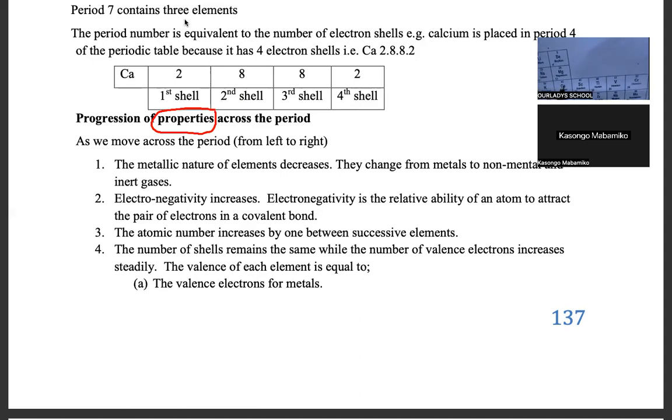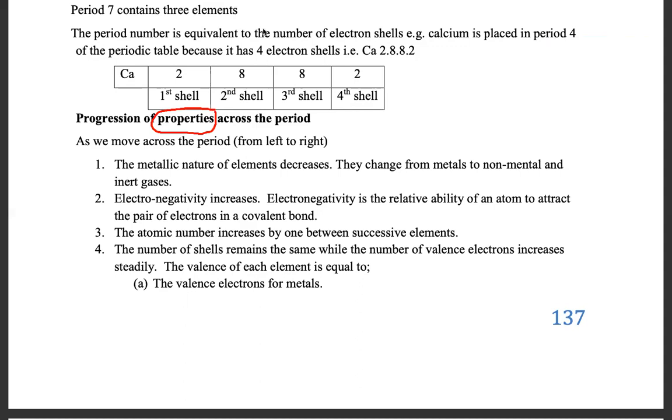The same elements, these ones here, potassium, calcium, scandium, vanadium, chromium, manganese, iron, cobalt, copper, all the way up to here. What are some of the properties that we are likely to meet? As you move across the period from left to right, there are likely to be changes in the properties. One, the metallic character decreases. They change from metals to non-metals all the way up to inert.